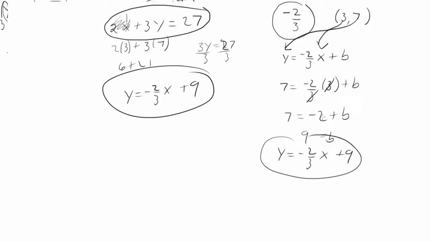The problem is, what if the y-intercept doesn't work out to be an integer? Like this one, both came out to be 9. So let's take an example like that.